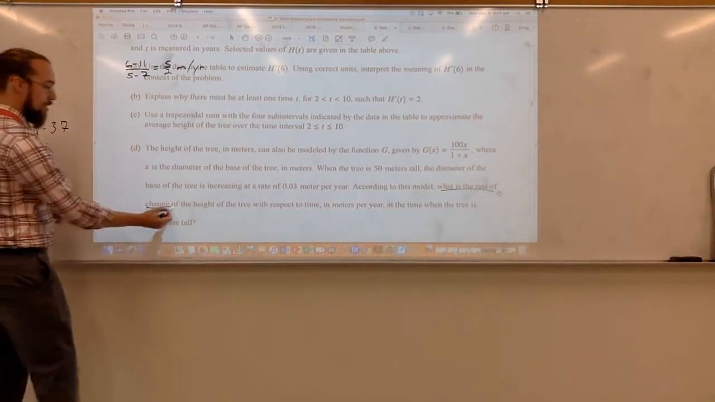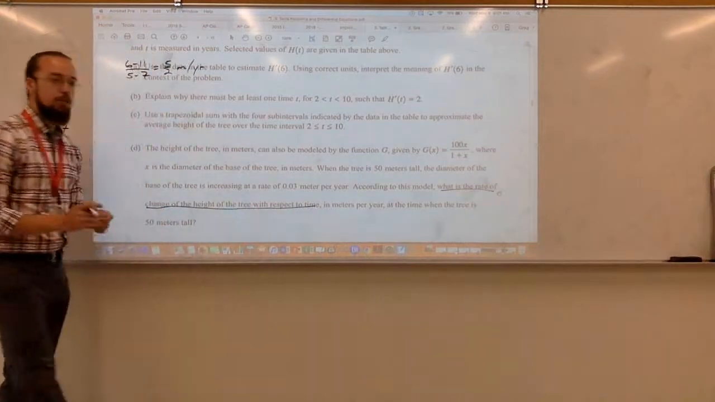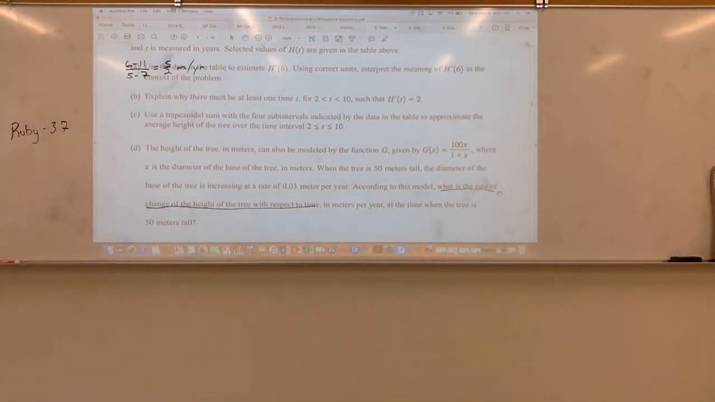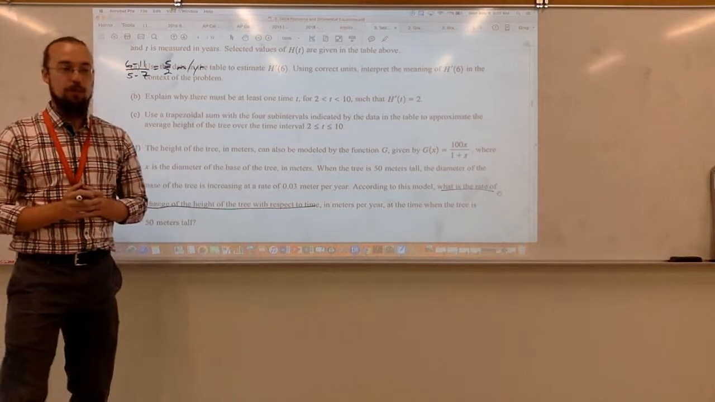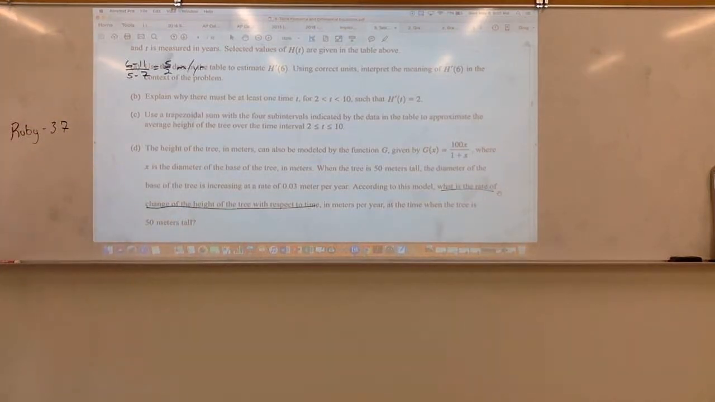Whenever we see something like this, rate of change with respect to time, this is a related rates problem. This has been generally how they throw related rates on the test in recent years. There have not been entire questions dealing with related rates. They just throw it in as a small part of a free response question.